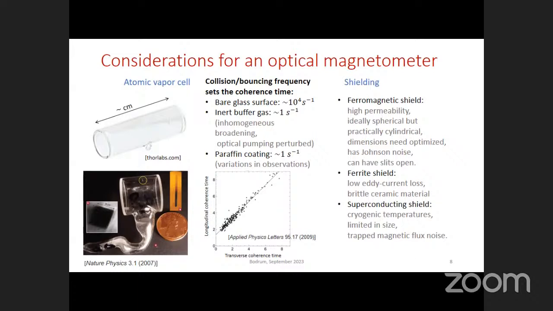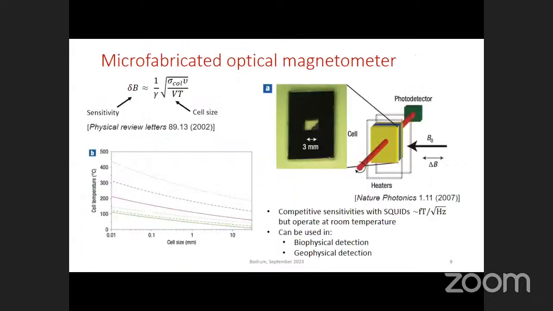So different types of shielding are ferromagnetic, ferrite, and superconducting shielding. The most used one is ferromagnetic with high mu, high permeability. It's ideally spherical, but you can't make it spherical, so you have to use some cylindrical sheet. Ferrite shields are better, actually. They have lower eddy current losses, but they're brittle ceramic materials, so you can't really make them into sheets. And superconducting shields are cryogenic in temperature. They're limited in size, and this is a room temperature setup, so it's not as advantageous to use a superconducting shield. So we mostly use ferromagnetic shields, but this is also one of the ongoing problems in the field.